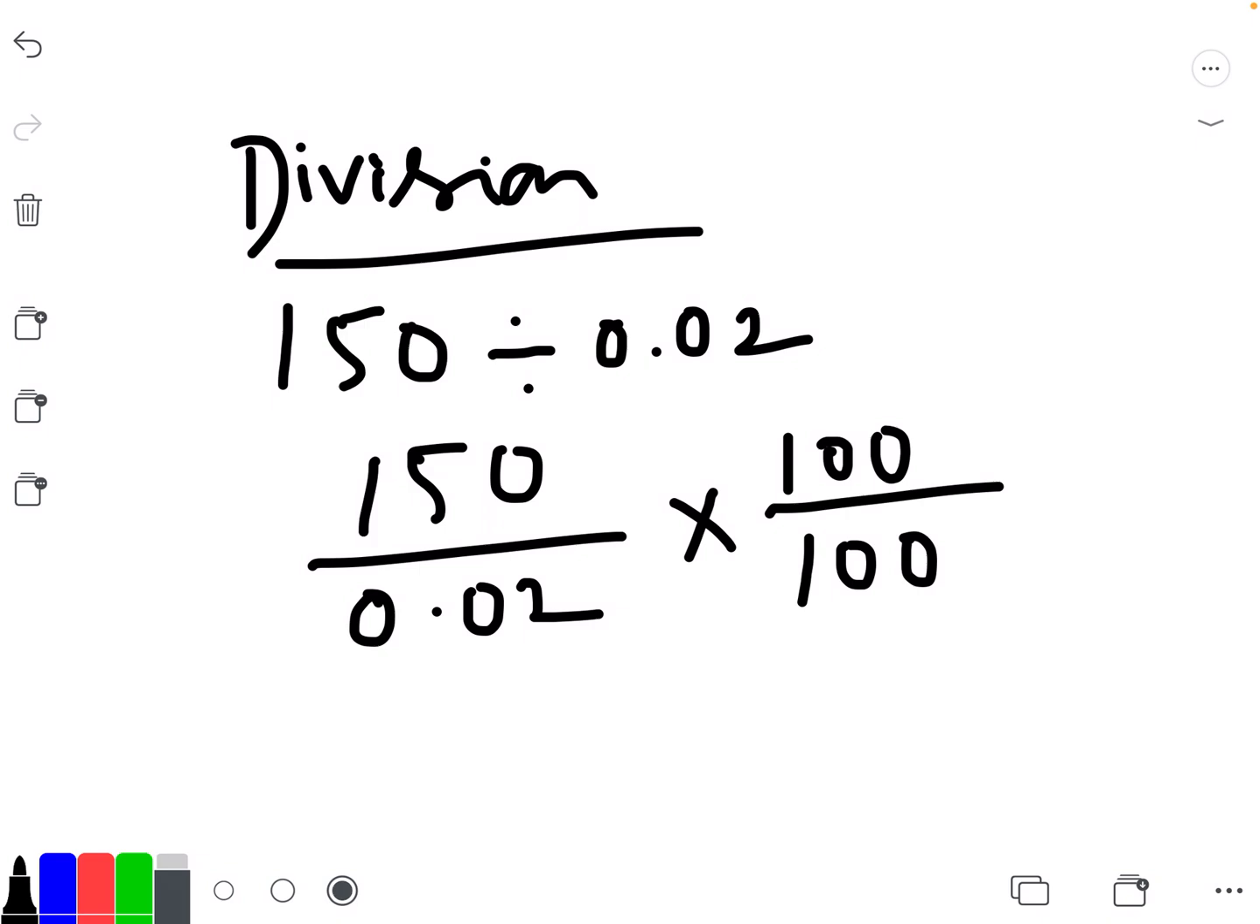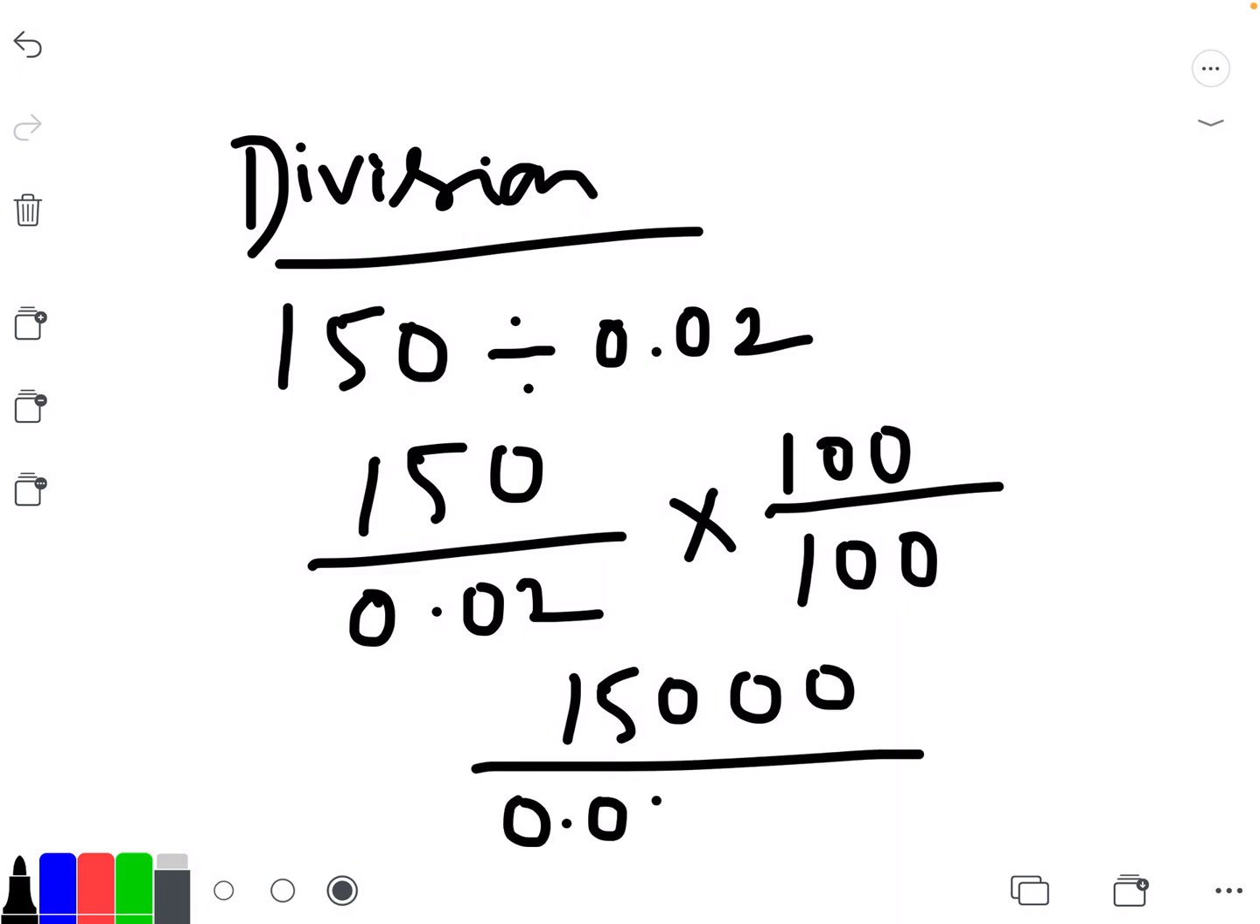So, 150 times 100, now we have to multiply numerator and numerator, and denominator and denominator. 150 times 100 is 15,000 divided by 0.02 into 100. So, what is 0.02 into 100?